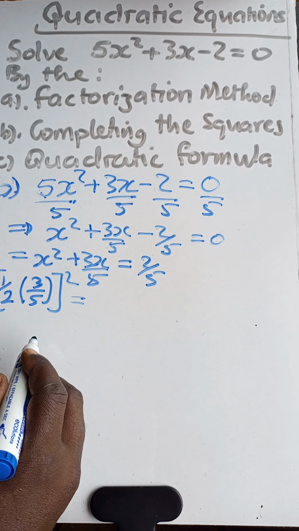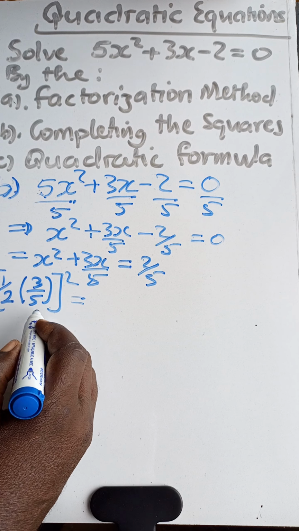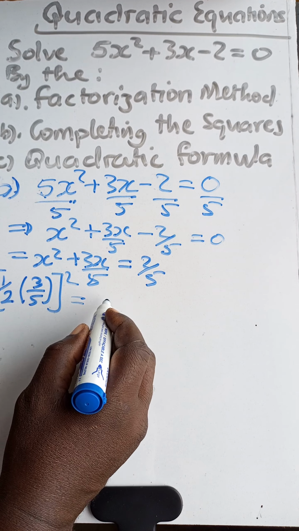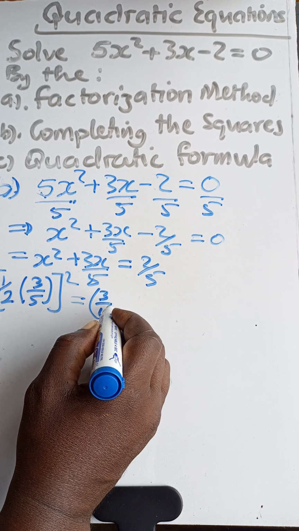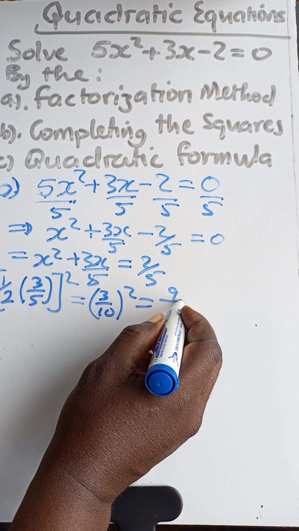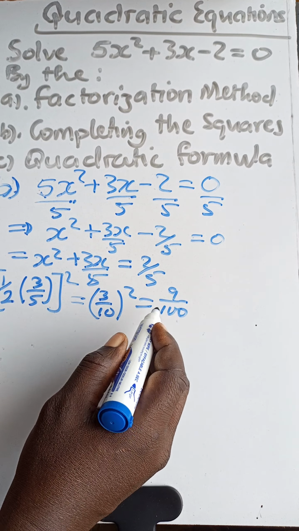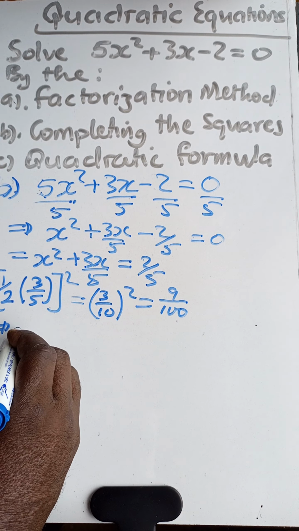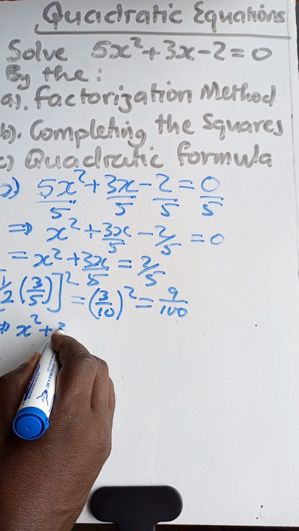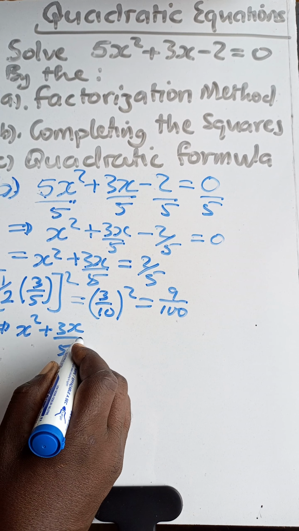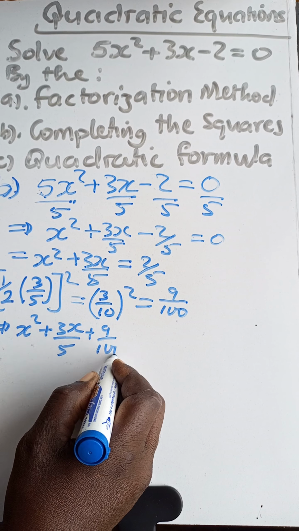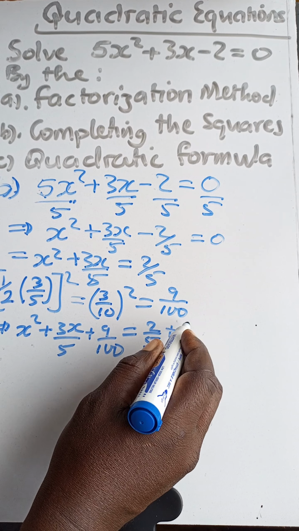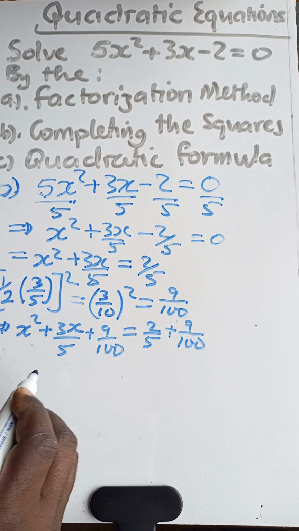So first of all, evaluate it. Half of 3 all over 5, nothing can cancel, so we have 3 all over 10 squared. That gives us 9 all over 100. So we're going to add 9 all over 100 to both sides of this equation. This gives us x squared plus 3x all over 5 plus 9 all over 100 on the left-hand side. We do the same thing to the right-hand side: 2 all over 5 plus 9 all over 100.